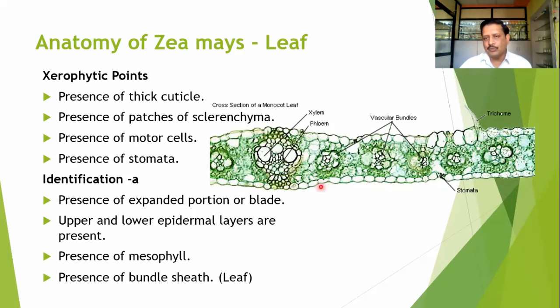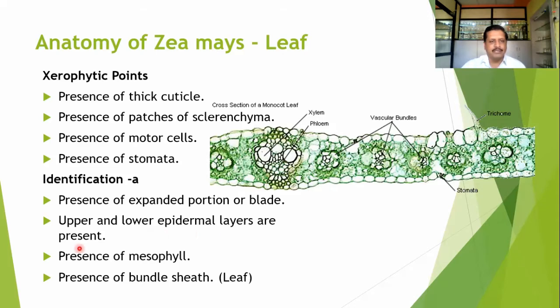Here you can find, in most grasses, just like Zea mays, stomata on both surfaces because of the isobilateral type of leaf. Here there is the stomata. These stomata help in the transpiration of internal water, or exchange of gases can take place through the stomata. The presence of an expanded portion of the blade is the identification character for the grasses.